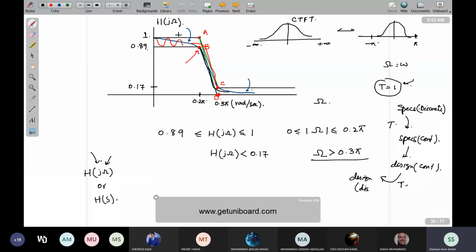So that's the specifications. H of j Omega. Now it is not H of exponential j omega, it is H of j Omega, the CTFT specifications. These are between 1 and 0.89 when capital Omega is between 0 and 0.2 pi, and H of j Omega is lesser than 0.17 when Omega is greater than 0.3 pi. It is different from the previous specification, because that was between 0.3 pi and pi. Here I'm saying Omega is greater than 0.3 pi, so it's a continuous time frequency moving from 0.3 pi to infinity.